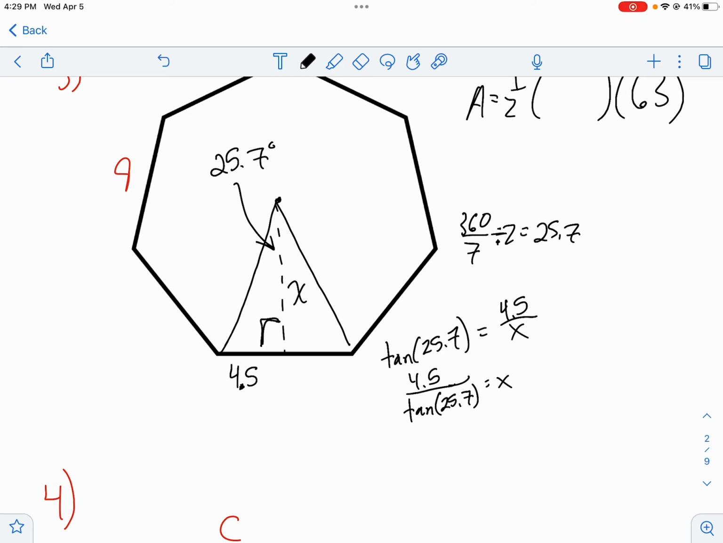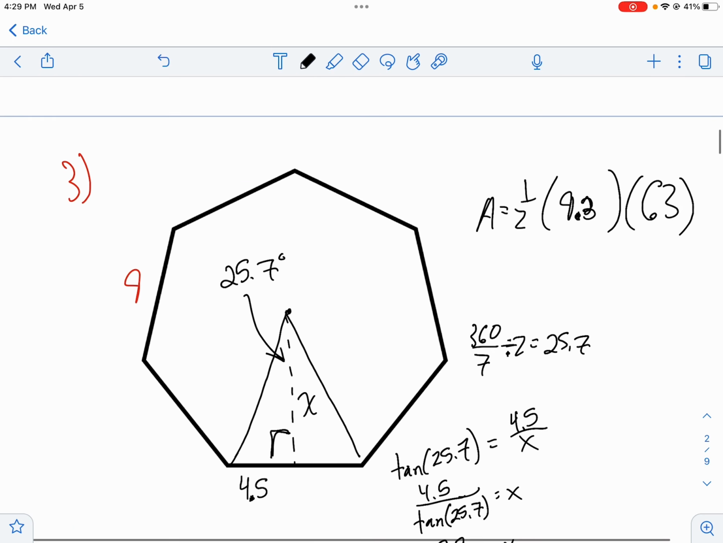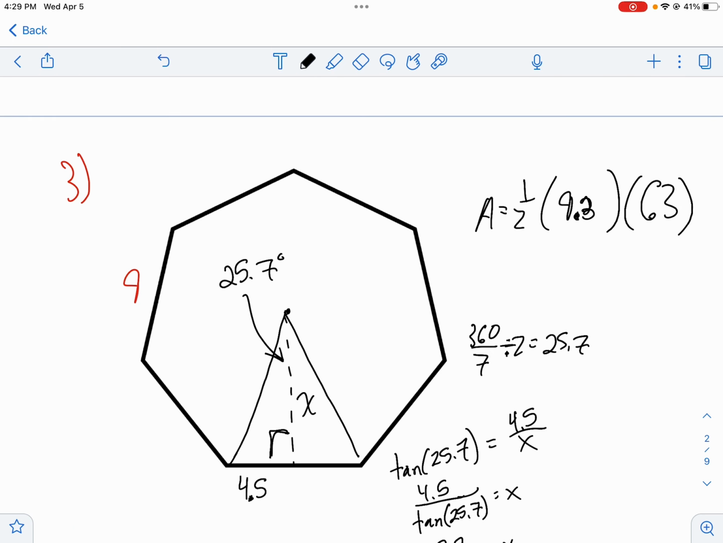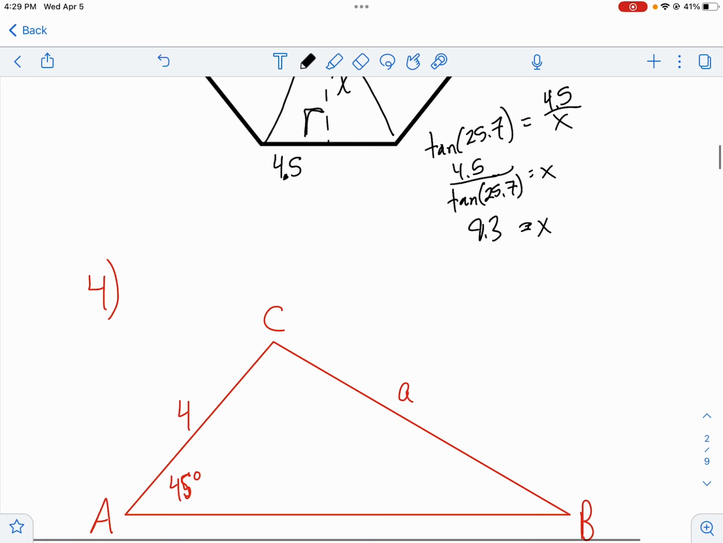It's like 25.71428571. So 4.5 divided by tangent of that exact value is 9.3. So x is about 9.3. I'm not going to round that. I'm just going to take that exact value, multiply it by a half and 63, and I get 294.3 units squared.